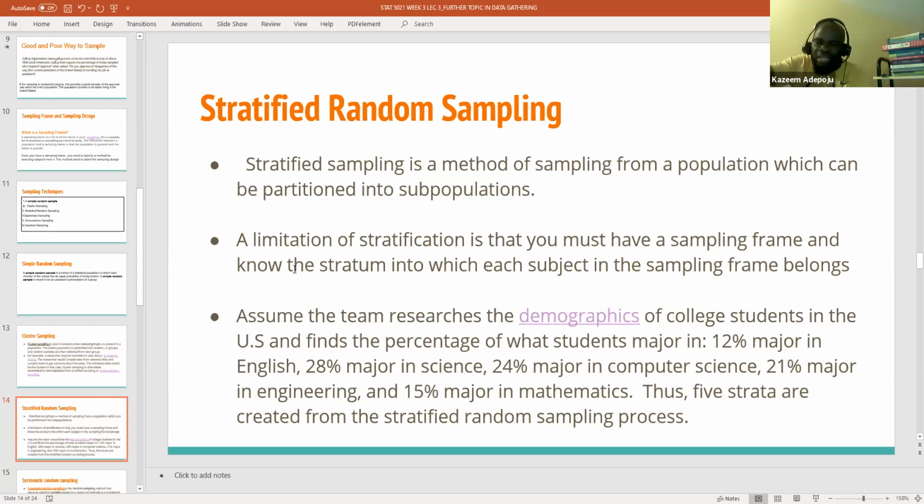fewer people. And that is the reason I'm trying to showcase something here where I said, assuming a team researches the demographics of college students in the United States and finds the percentage of what students major in. You can actually use it. 12% major in English, 20% major in science, 24% major in computer science, 21% major in engineering, and 50% major in maths. So we have 5 strata. Students will be chosen from each and every stratum using the instruction of chance. This is an example of stratified random sampling.